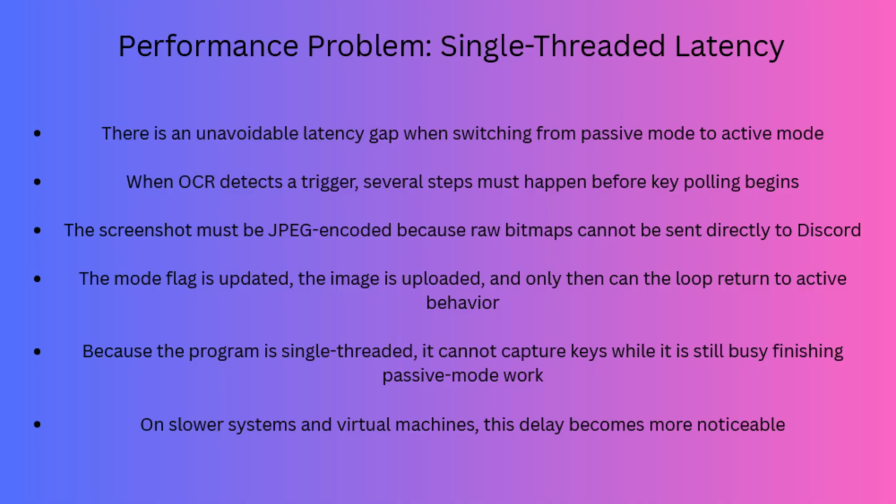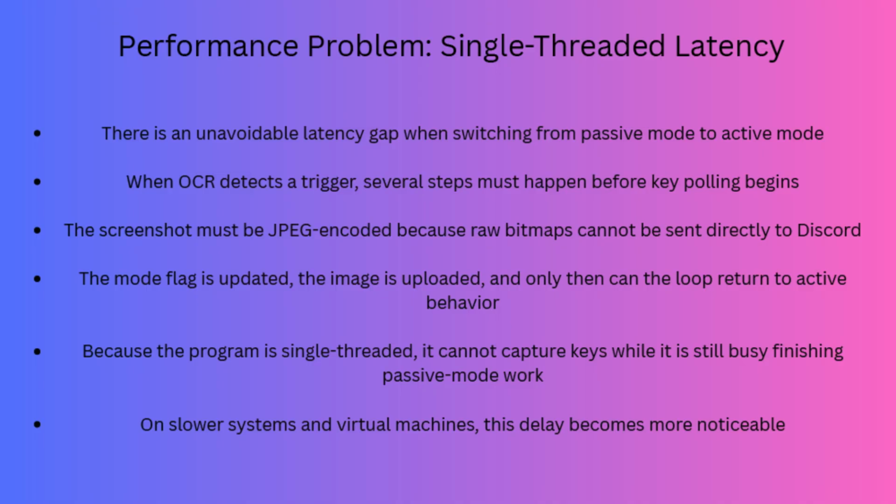When a keyword triggers active mode, Espio doesn't instantly start logging keystrokes. It has to do several things first. First, when OCR detects a trigger word, it has to send that screenshot to Discord, but the image is just a raw bitmap. Discord doesn't accept those, so it has to be JPEG encoded. Next, Espio's mode flag is set to active mode. When the JPEG is sent to Discord, polling begins. The buffer is exfiltrated to Discord after a set amount of time.